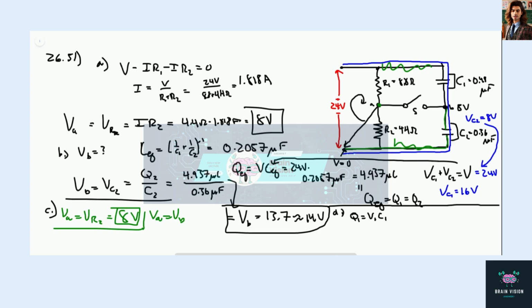So we can come back down here to figure out what Q1 and Q2 equal. Oops, sorry, this is V1. So this is 16 volts times 0.48 microfarad, and this one is 8 volts times 0.36 microfarad. We plug these in and we get a Q1 of 7.68 microcoulombs and a Q2 of 2.88 microcoulombs.